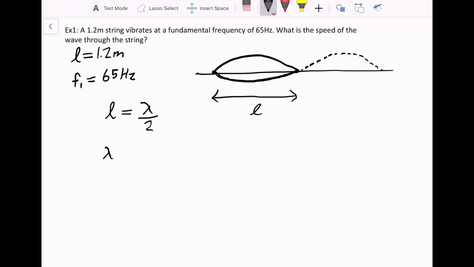So the actual wavelength itself is equal to 2 times the length, which in this case is going to be 2 times 1.2 meters, is equal to 2.4 meters.